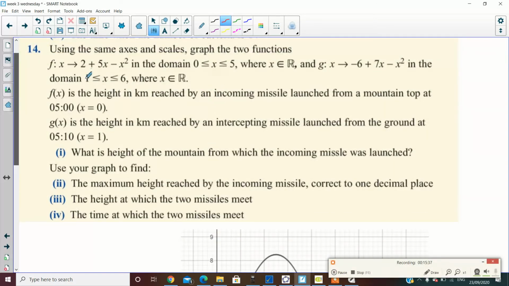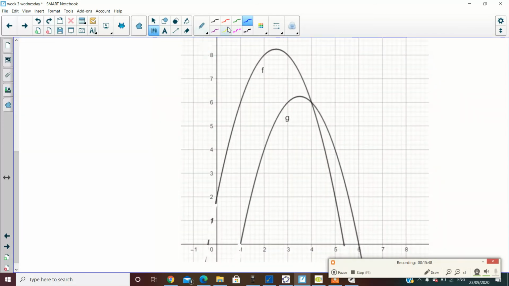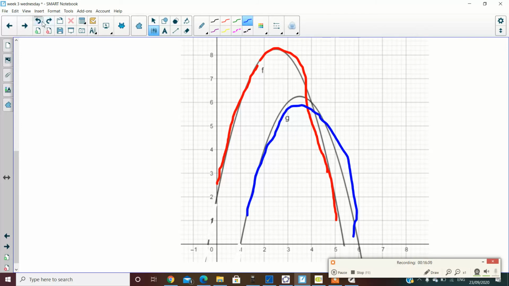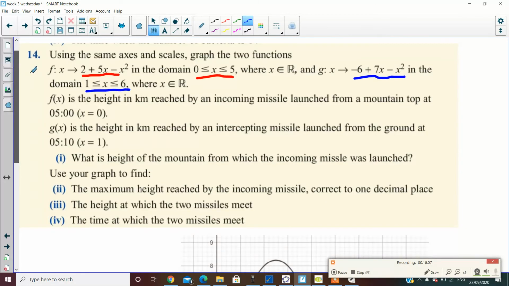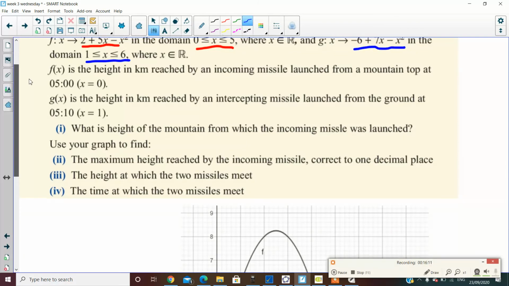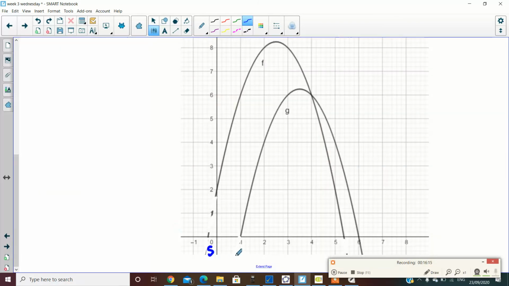The first thing, guys, is you get the points from 0 to 5 for the first graph, the points from 1 to 6 for the next graph, and you draw them. So we can see here that the first missile is the red line here. That's the first graph drawn, and then the second graph drawn is the blue line. Everybody cool with that? So that's the first missile with the second missile, okay? Now, it gives you specifics about what everything means. X equals 0 means 5:00, and x equals 1 means 5:10. So this will be 5:10, that's 5:20, that's 5:30, that's 5:40, that's 5:50, and finally that'll be 6 o'clock or 6 a.m. Everybody cool with that?